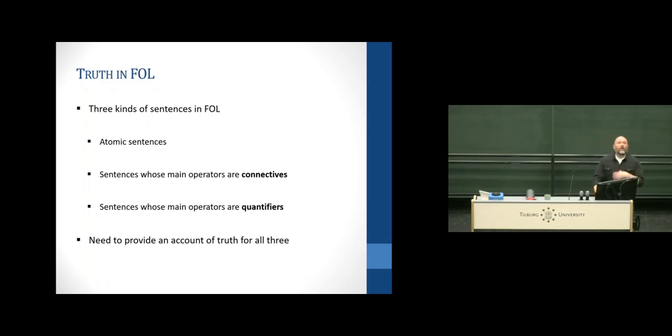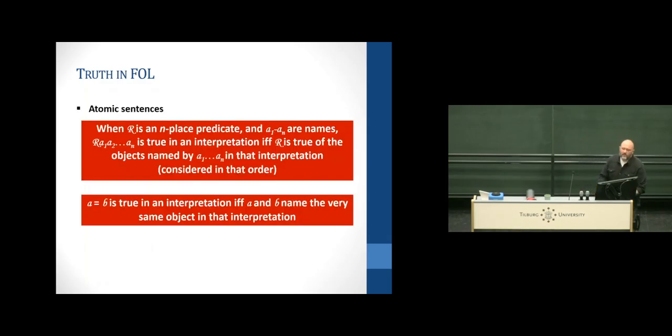So, how are atomic sentences going to be true? Here's the fancy way to say it. We'll give you a slightly less fancy way in a second. When R is an n-place predicate, and A1 through An are names, then R A1 through An is true in an interpretation, if and only if R is true of the objects named by A1 through An in that interpretation, in that order.